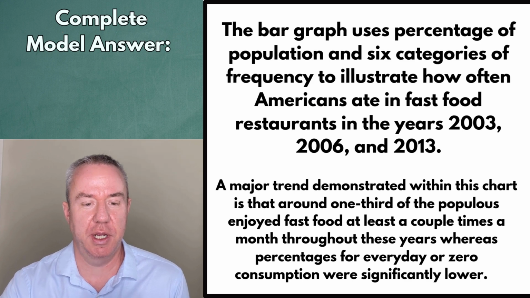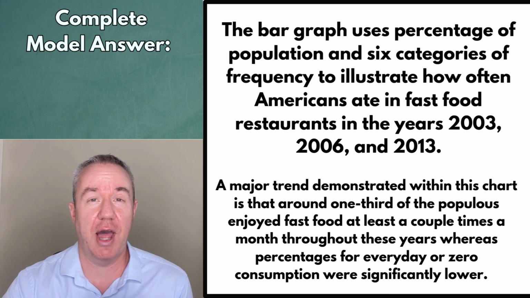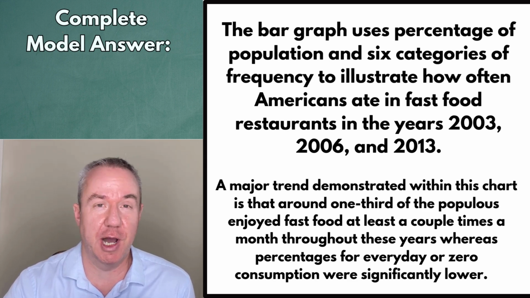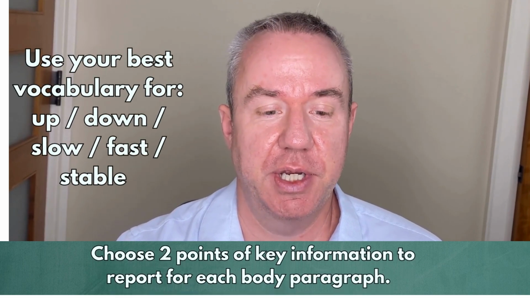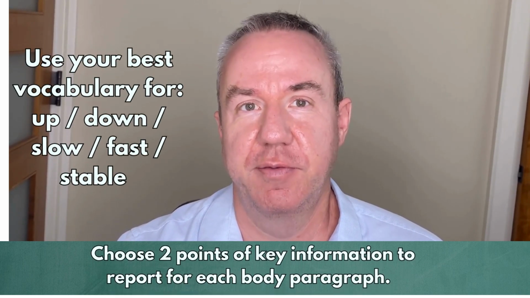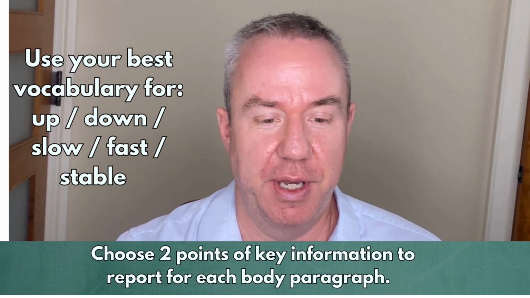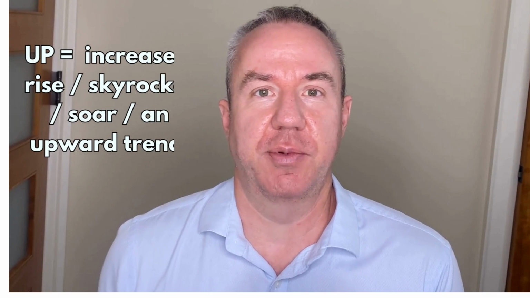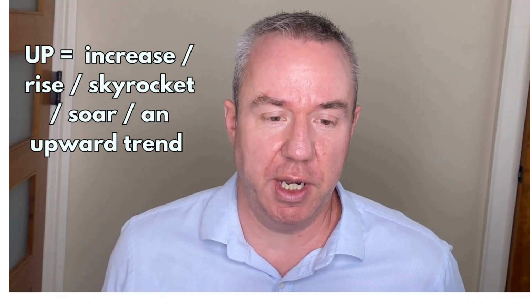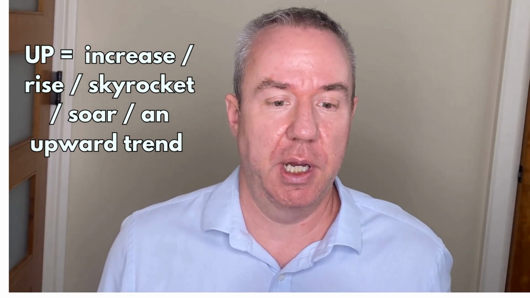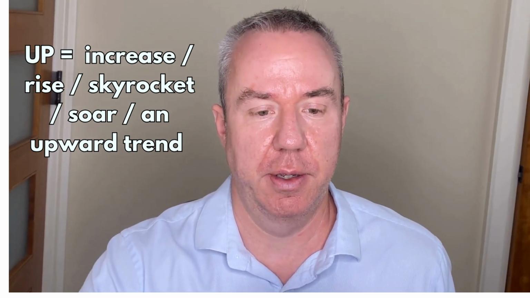You can see here we have the complete model answer in front of you for you to sponge up. And for each key piece of information, you want to get your best vocabulary for up, down, slow, fast, stable. We have a few examples here. If something's rising, it's increasing, it's skyrocketing. That means going way up, soaring, upward trend.